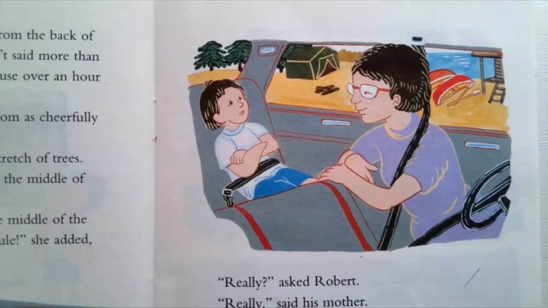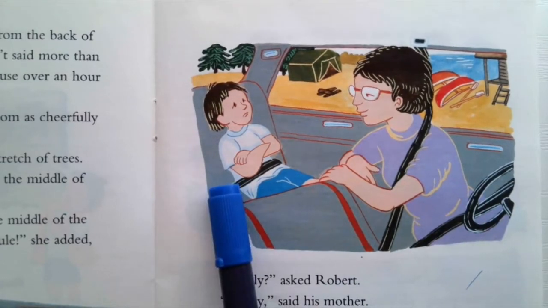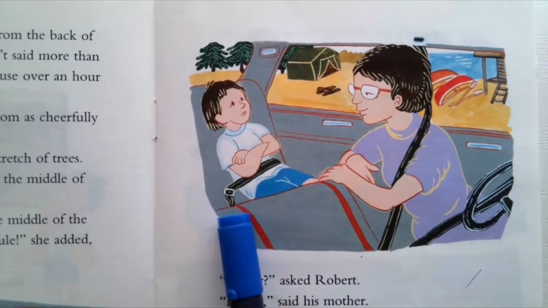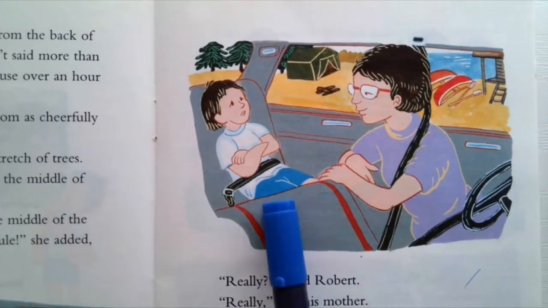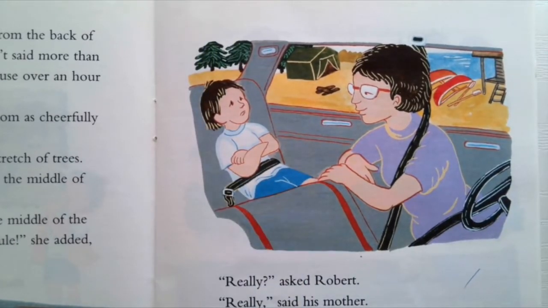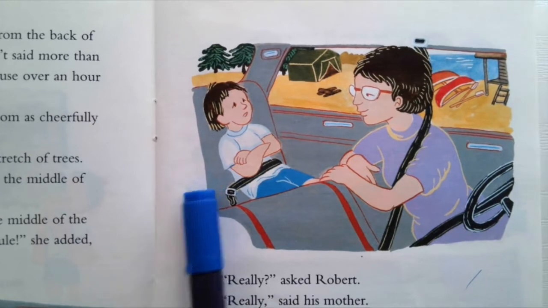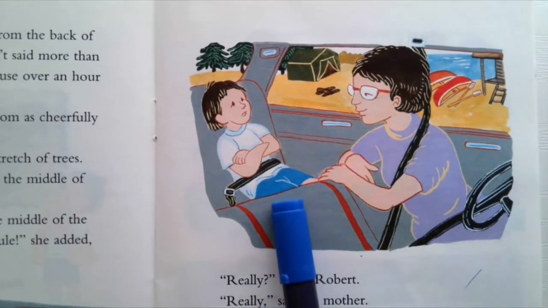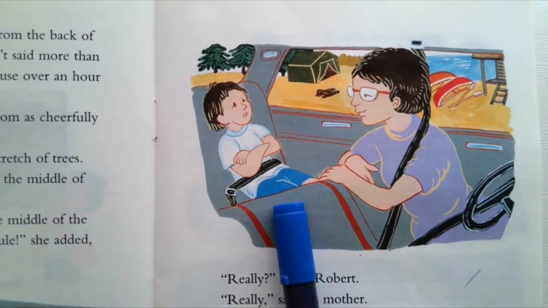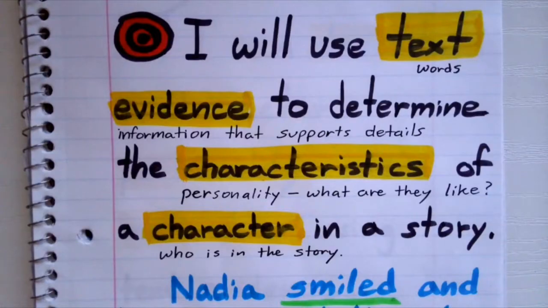Last time we were reading Robert's Rules, the main character, Robert, was on his way to camp. Today, we will focus on learning about Robert. What kind of a person is he? What does he want? How is he feeling? What is he thinking? These are what we call characteristics.